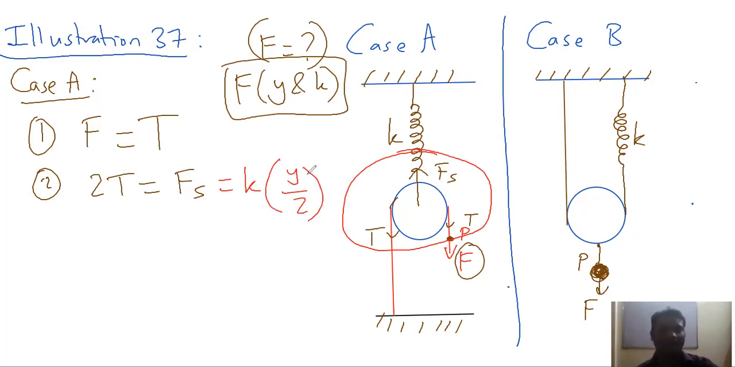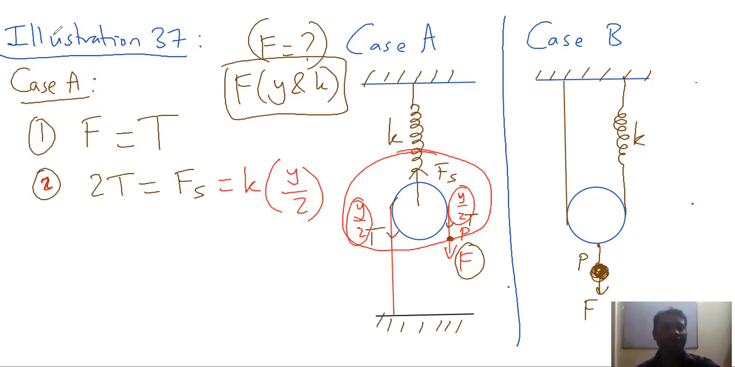So, why Y by 2? Because total displacement is Y. Y by 2 on the left side, Y by 2 on the right side. So, total displacement is Y. So, 2T is Fs, that equals K into Y by 2.